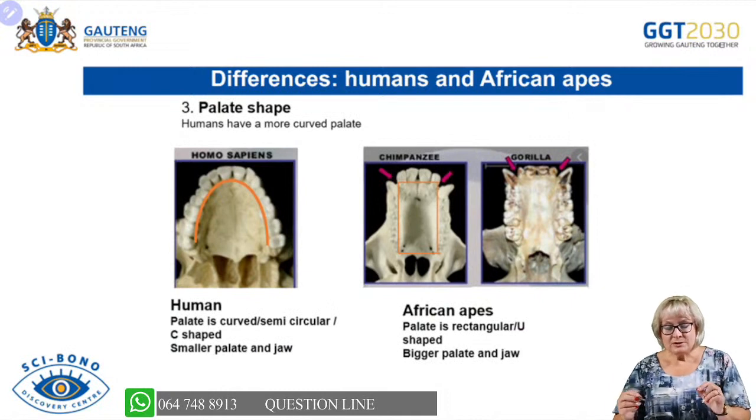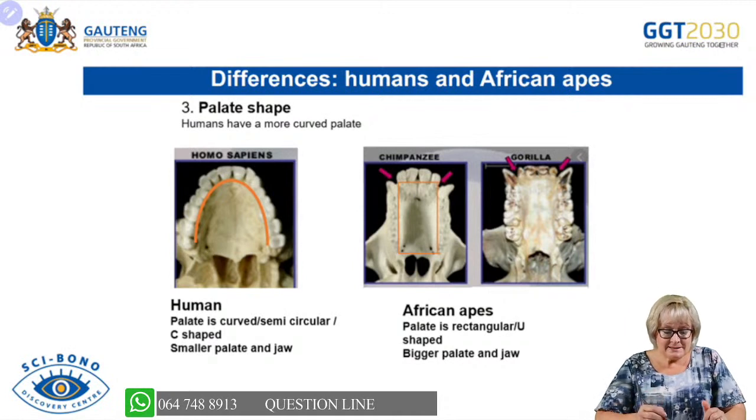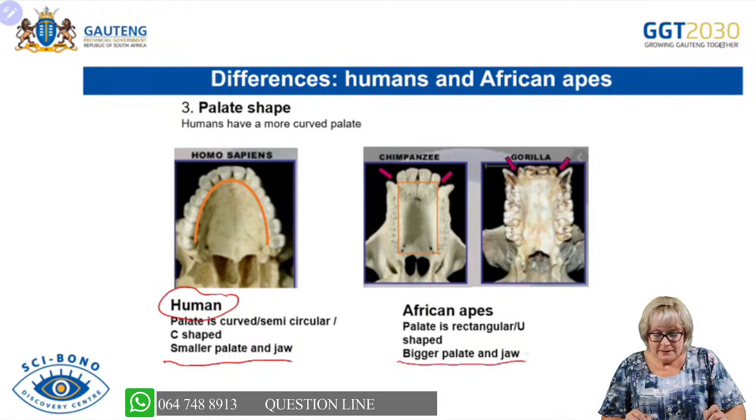Then palate shape. I hope you know where your palate is. If we compare that, it's easy. In humans, we can see it's a nice C shape. There's our palates. And if we look at African apes, there's a photo of a chimpanzee and a gorilla's palate, it is much more U-shaped or rectangular. Humans have a smaller palate and jaw, while African apes have a bigger palate and jaw.